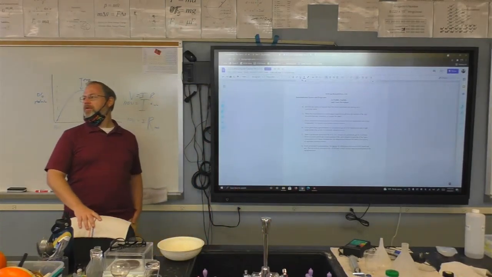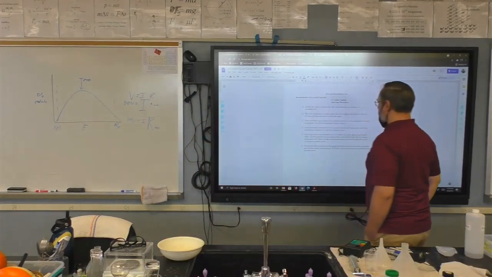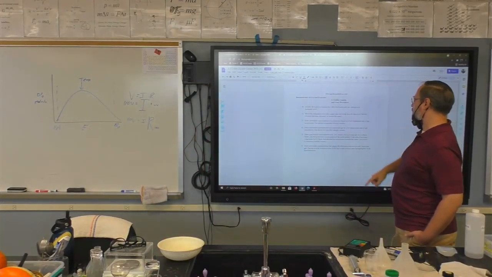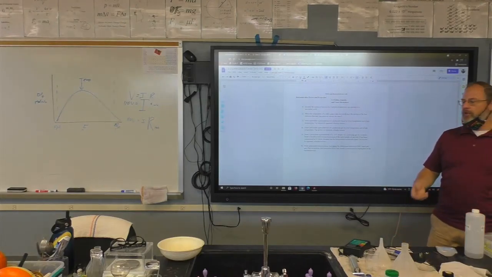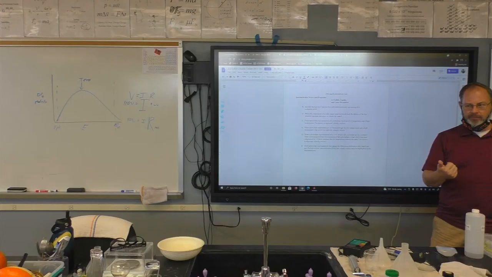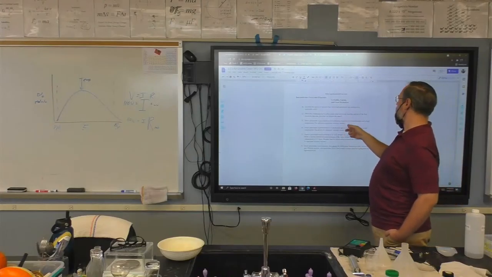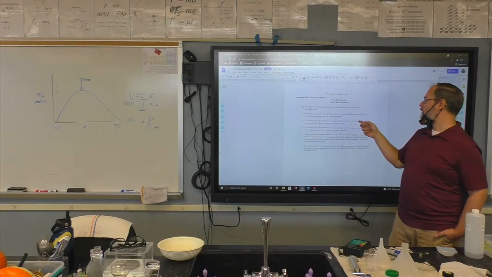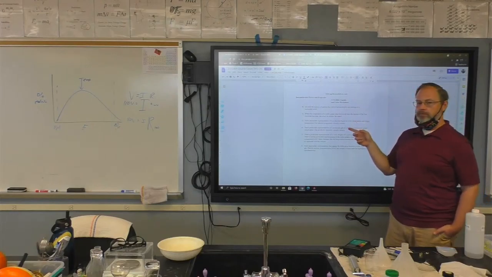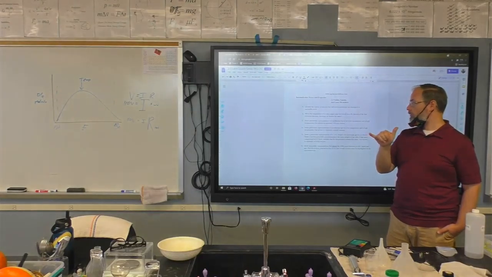Okay, particulate representations. So everything is particulate representations. The most important thing about particulate representations is how many you have and how close they are. Draw a particulate representation of a molecular liquid at a low temperature and a high temperature. Same number of molecules, but at high temperature they would be further apart.